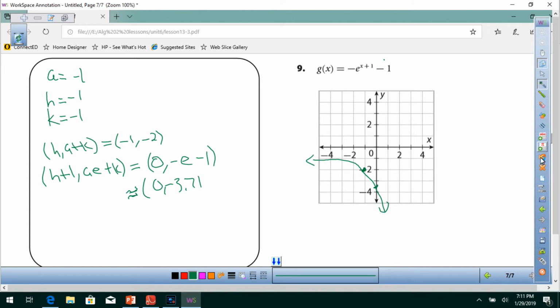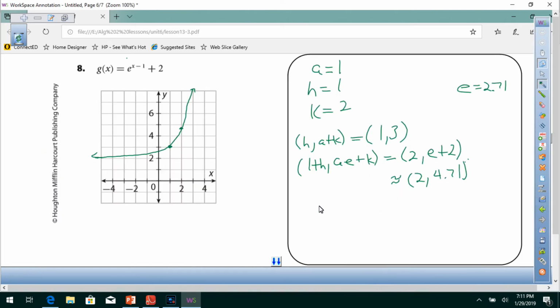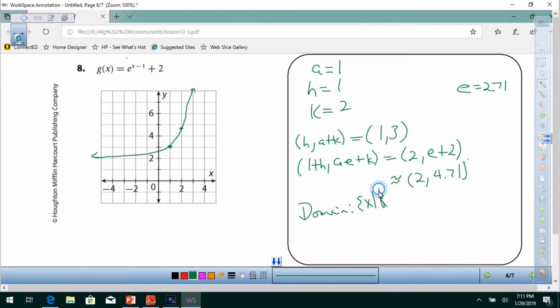All right. You know, I did forget something. Domain. What is the domain? The domain is x such that x is all real numbers, and the range is y such that y is greater than 2. All right.